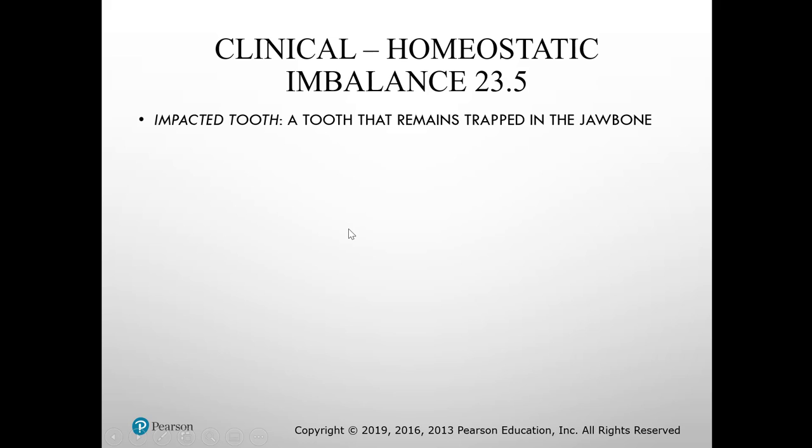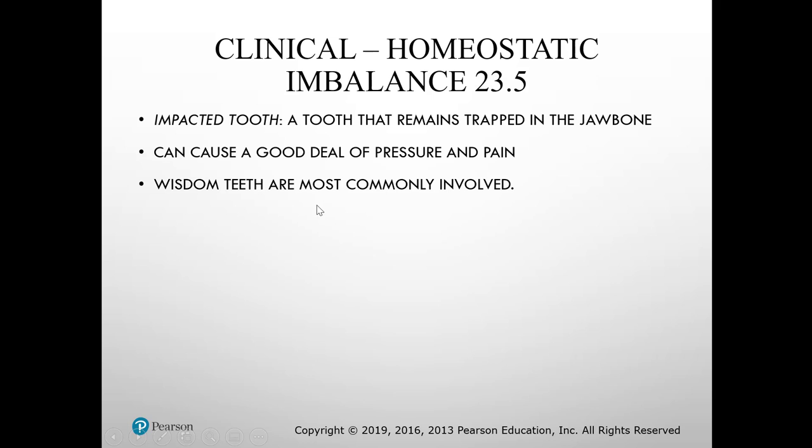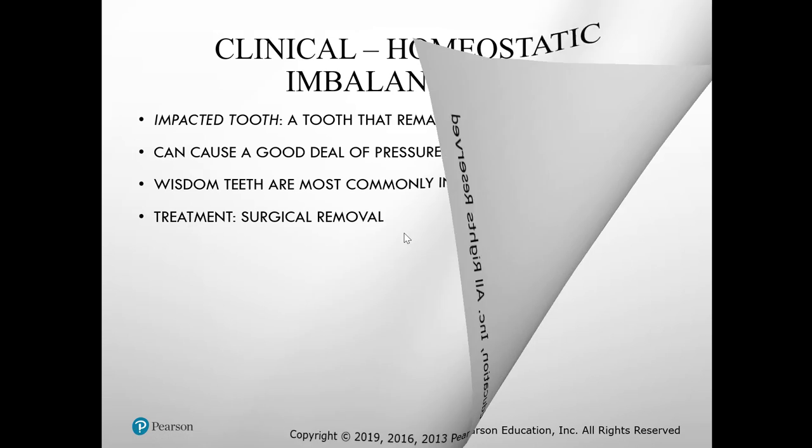Impacted tooth, one of the homeostatic imbalances, is a tooth that remains trapped in the jawbone and wouldn't come out. That's painful. It can cause a good deal of pressure and pain. Most of the time, the ones that are impacted are wisdom teeth, and these are the ones commonly involved. The only way to get it out is surgical removal.